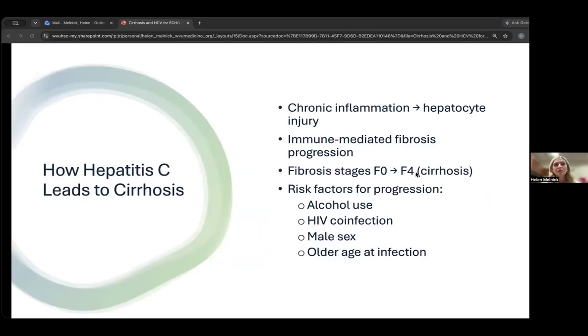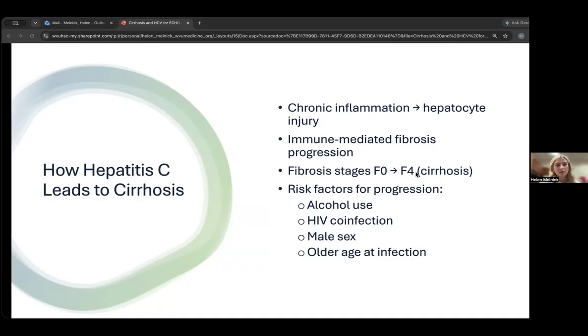So HCV causes persistent hepatic inflammation. Over years or decades, this leads to progressive fibrosis. Not everyone progresses at the same rate, so different factors including alcohol use, HIV co-infection, male sex, and older age at time of infection accelerate fibrosis. Even after viral cure, again, they remain at high risk for hepatocellular carcinoma.